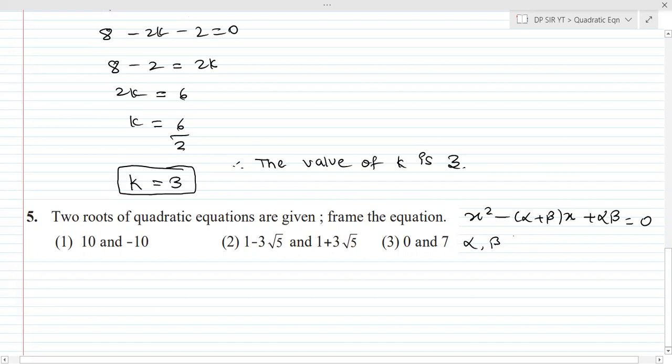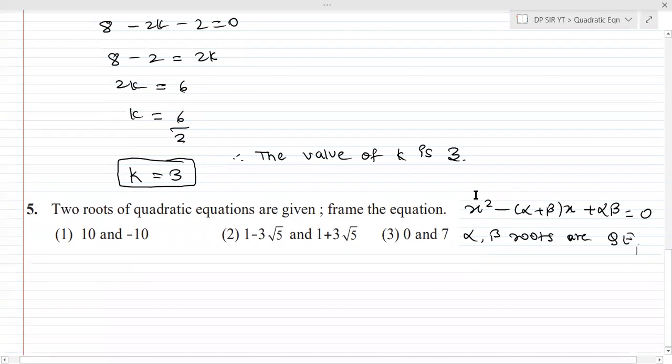So alpha and beta are the roots of the quadratic equation. So shall I start solving the first question? That is 10 and minus 10. So let alpha is equal to 10 and beta is equal to minus 10.